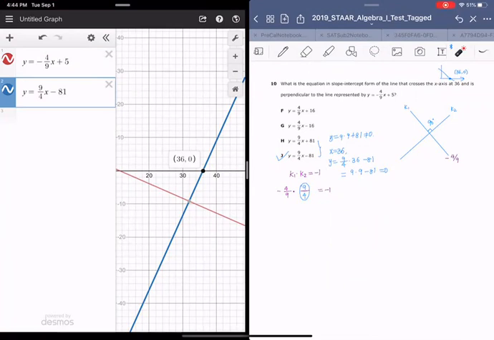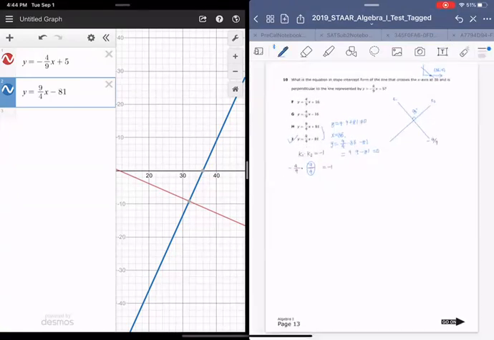So look at this, your given line is the red line. The red line is negative 4/9 times x plus 5. This is your red line. And your blue line is perpendicular to that. That makes you figure out your slope is 9/4. And you have to pass the 36 and 0. So you plug in 36, 0 into your equation to see which one satisfies.